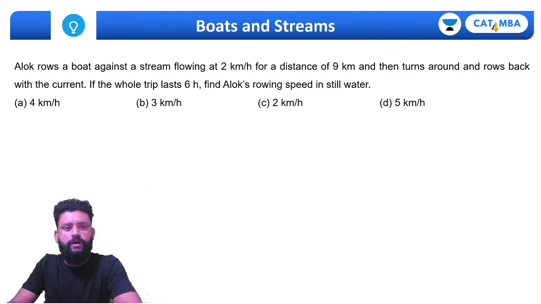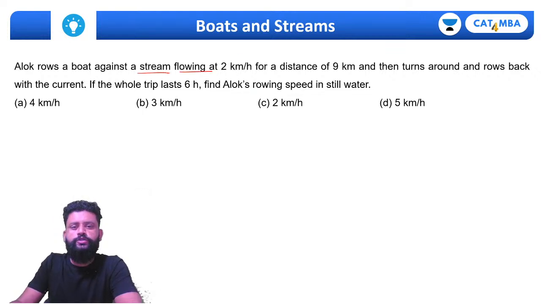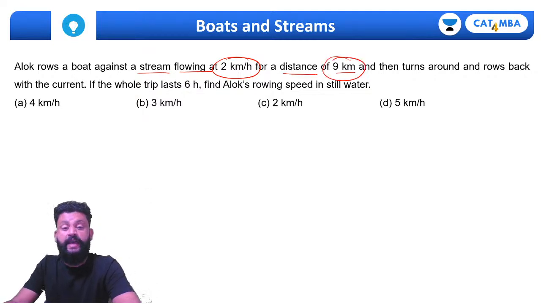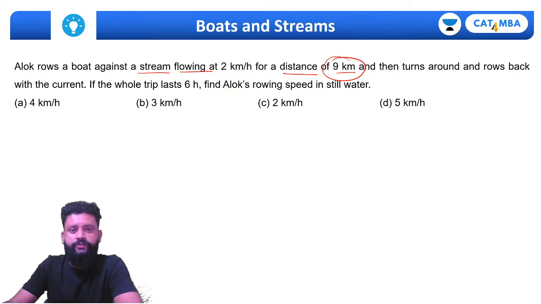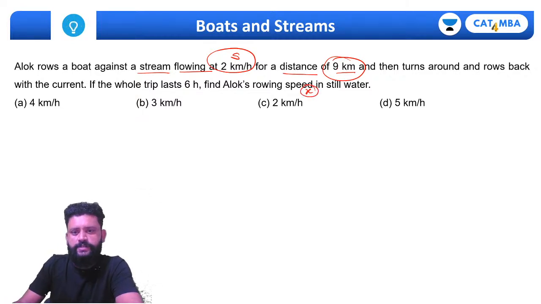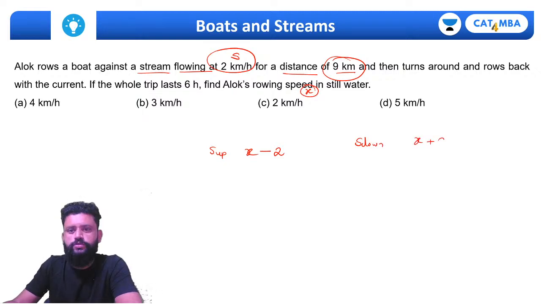Okay, so Alok rows a boat against a stream flowing 2 km per hour for a distance of 9 kilometer against the stream, and we know the rate of stream. Let's say Alok's speed is x, so if he is going upstream, speed must be x minus 2, and if he is going downstream, speed must be x plus 2.